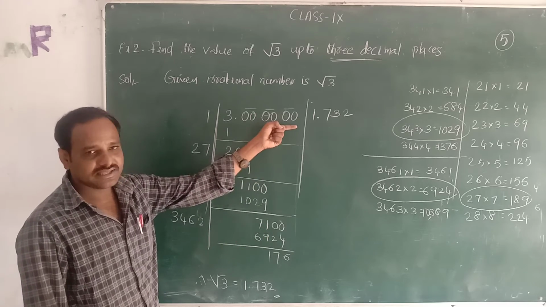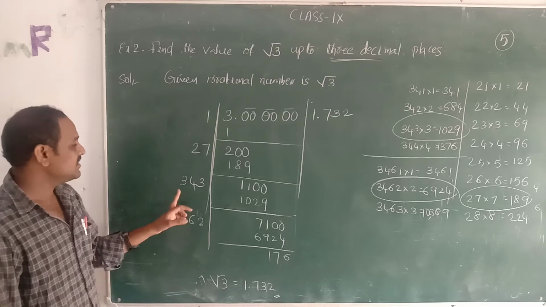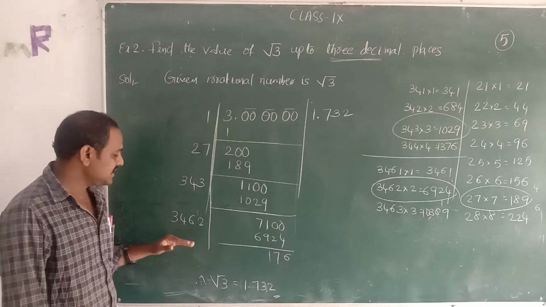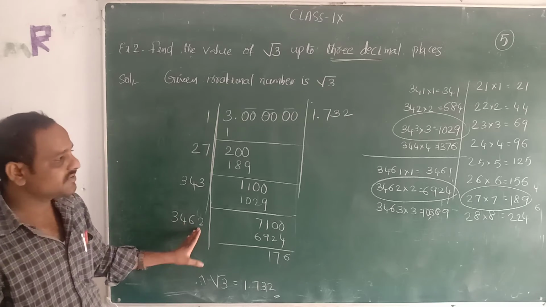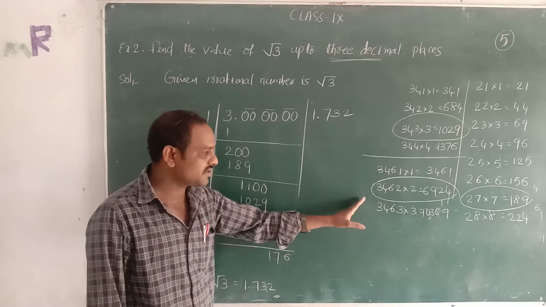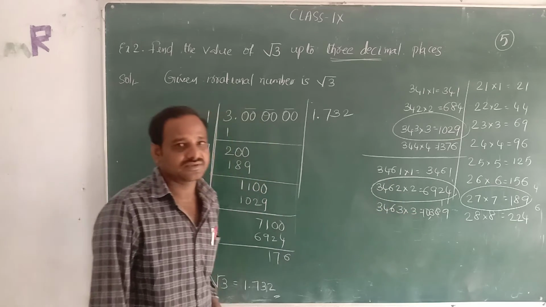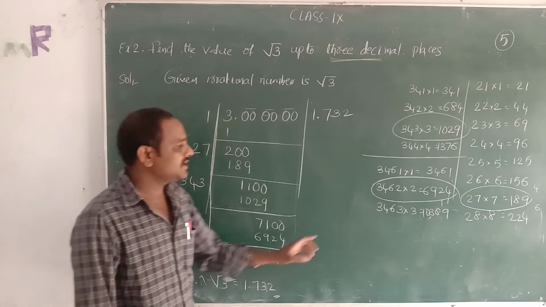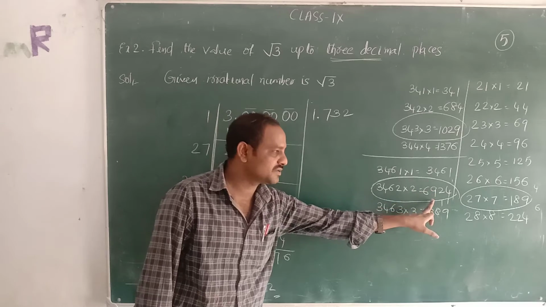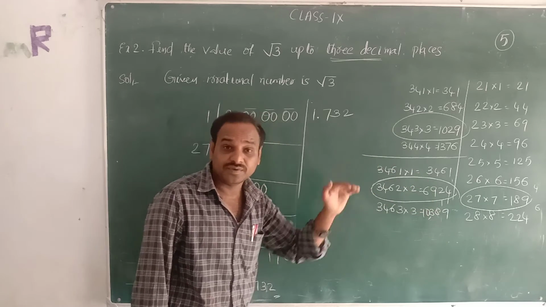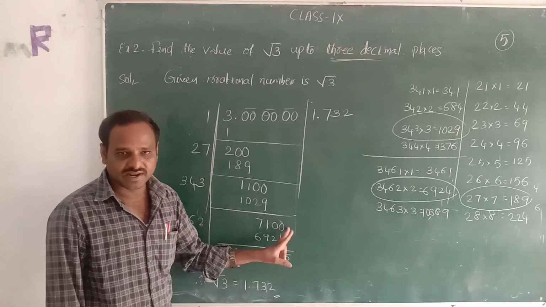Now we have to take another pair of zeros. We got 7100. So again 343 plus 3, 346. Now again the same process. 3461 1 times, 3462 2 times, and 3463 3 times. By doing that, at the time of 3462 2 times we got 6924, which is less than and closest to 7100.